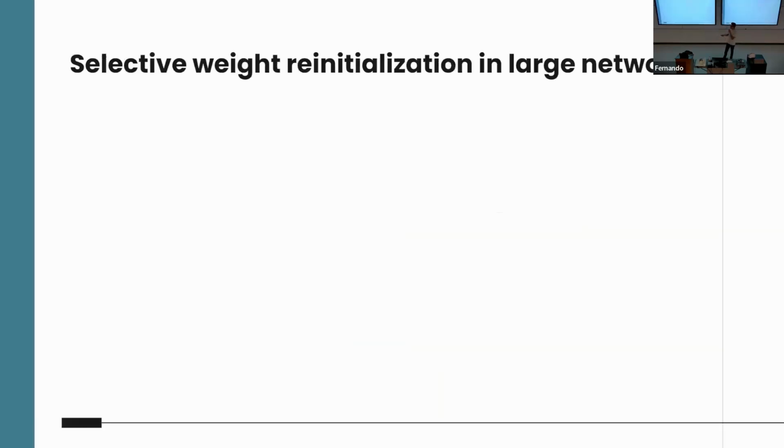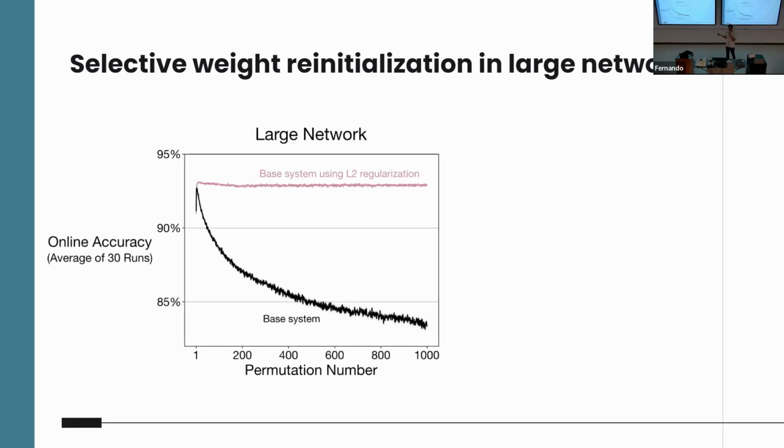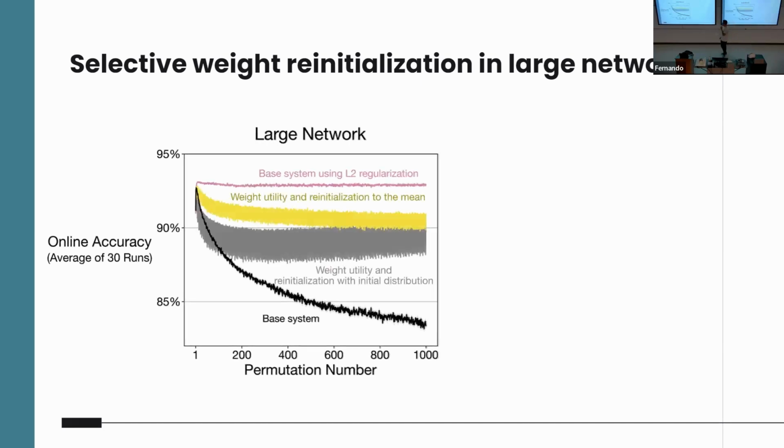Okay, so let's look at the results of this algorithm with all those different settings. First in the large network, in the permuted MNIST problem. So this is the same plot as before. These lines you're already familiar with. I'm first going to show you the results for selective weight reinitialization with weight magnitude utility. They are these two lines.